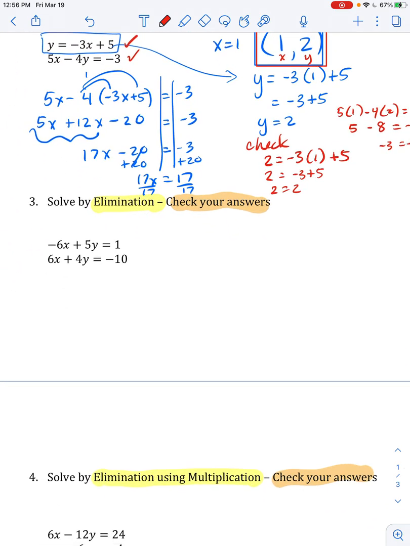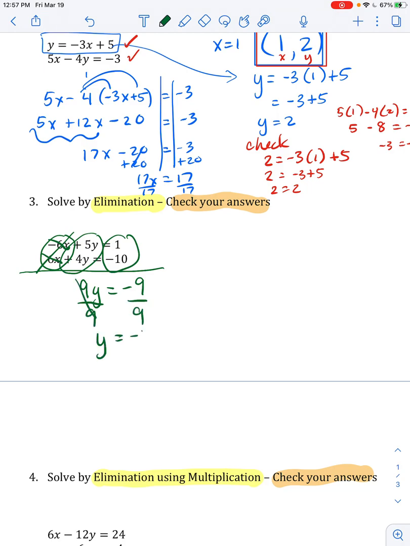Well, substitution substitutes, elimination eliminates. So I need to add or subtract the equations together, looking for an equal but opposite pair. -6x and +6x eliminate. A 5y plus 4y makes 9y, and a 1 and a -10 makes -9. Dividing by 9, I get the y part first, and that equals -1.